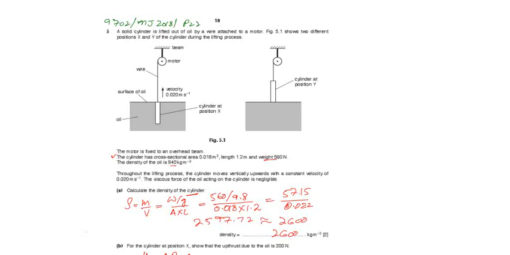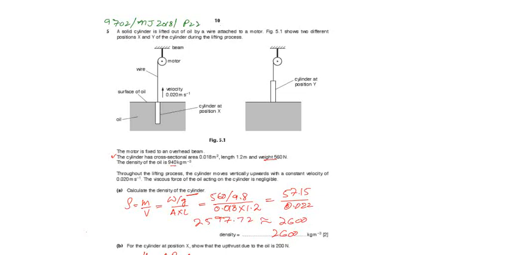So this is an important point, right? Constant velocity means no acceleration, which means all the forces are balanced. The constant velocity is 0.02 meter per second. Another point: the viscous force of the oil acting on the cylinder is negligible. Now, first thing first, calculate the density of the cylinder.